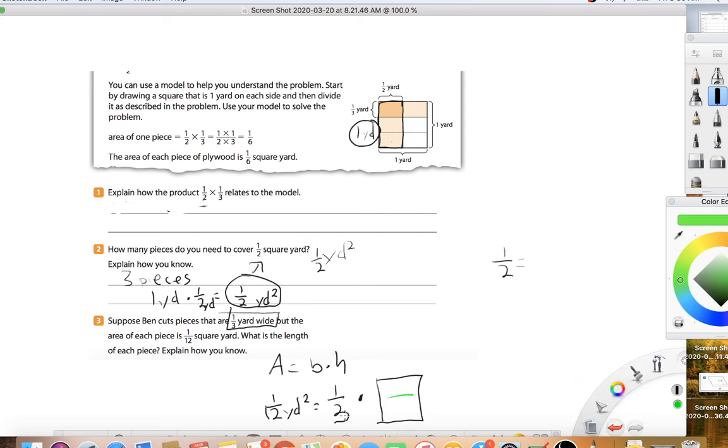So we would have to multiply 3 times something for our denominators to get 12. I know that 3 times 4 gives me 12. I would also have to multiply 1 times something to get 1. Right here we can just put 1. That means that the length of each piece would be 1/4. We know that the width is 1/3, but the length would be 1/4.